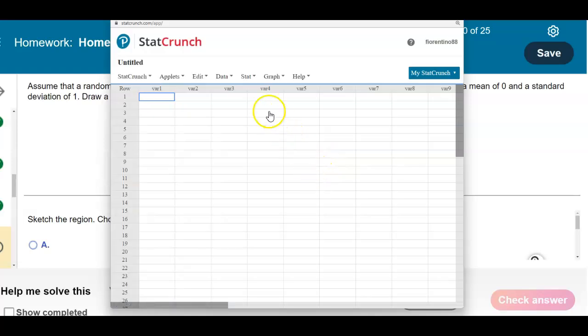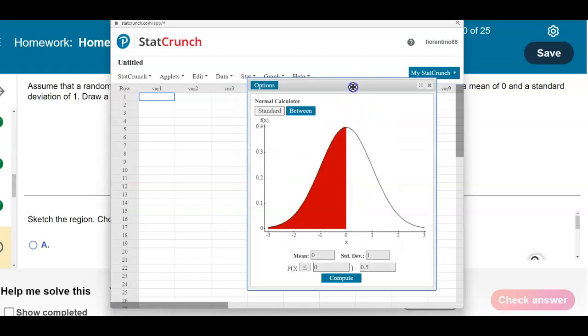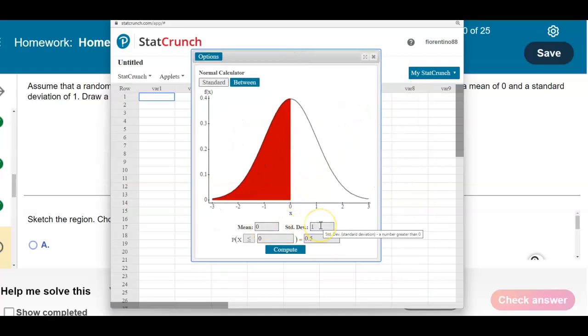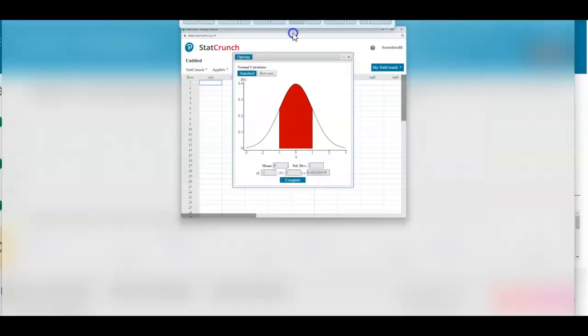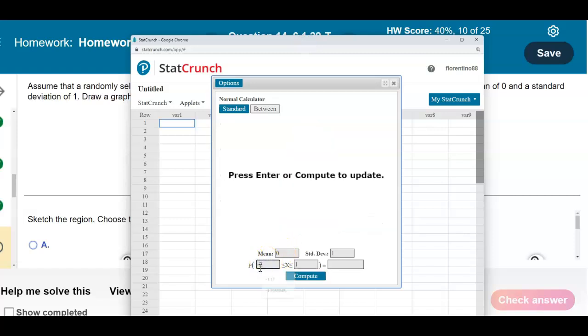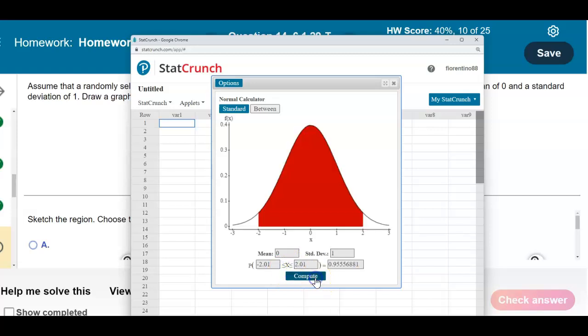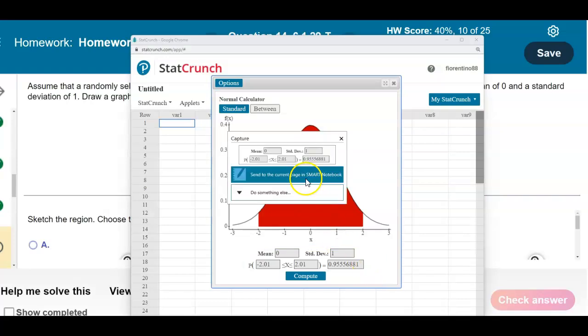Then we're going to go up to Stat, select Calculators, and then go to Normal Distribution. We know that our mean is 0 and our standard deviation is 1, and we want to make sure that we're looking for the between values, so we're going to select between, and then we're going to put those values in there. So again, it's negative 2.01 and positive 2.01. Now let's select Compute, and now we can see that it looks like our drawing or our sketch there. And then let's go ahead and copy this.